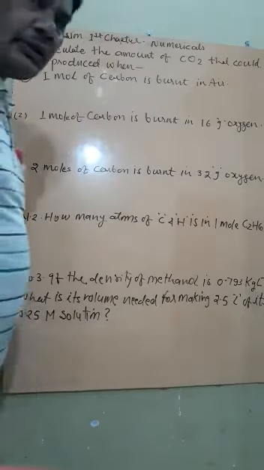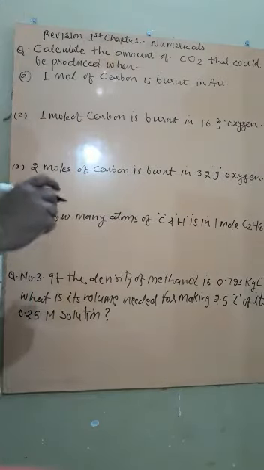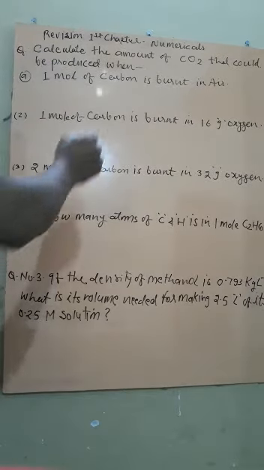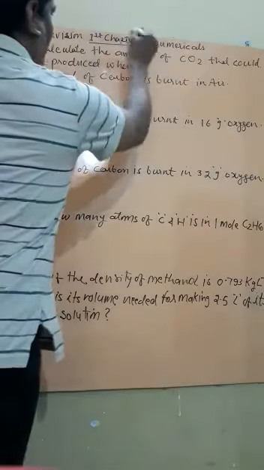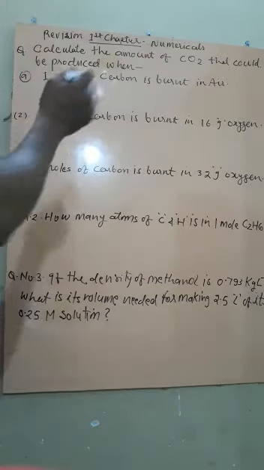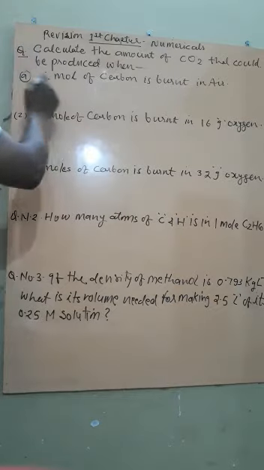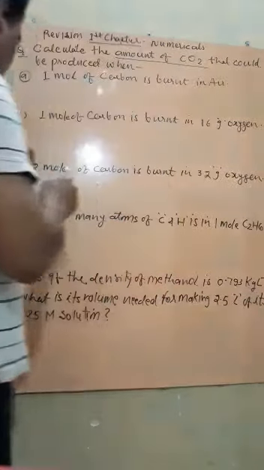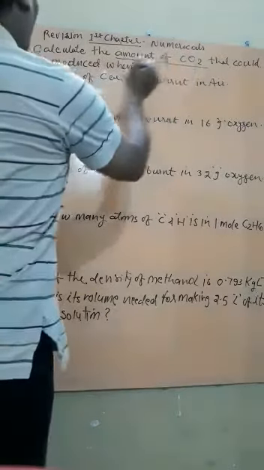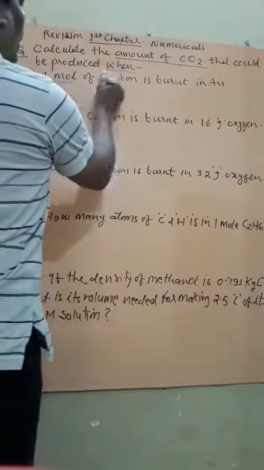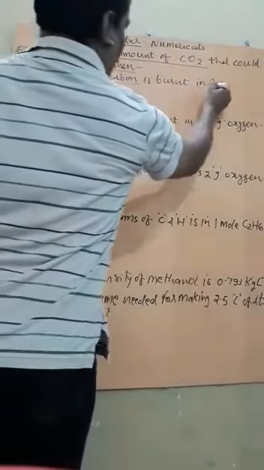Yes, dear students, here is some revision work, numerical questions from chapter number one. These are again simple questions. Question number 1: calculate the amount of carbon dioxide that could be produced when 1 mole of carbon is burned in air.